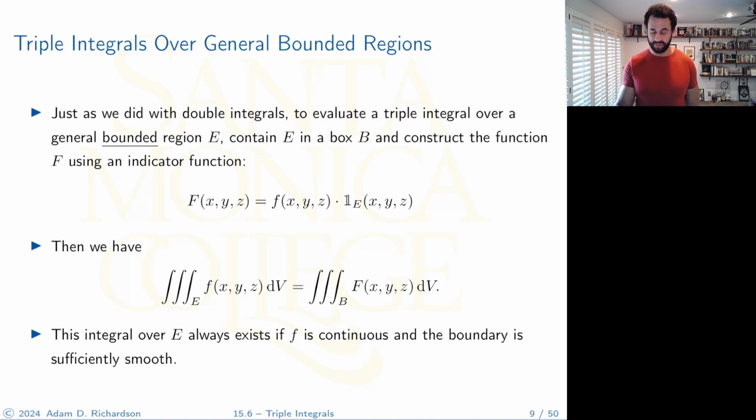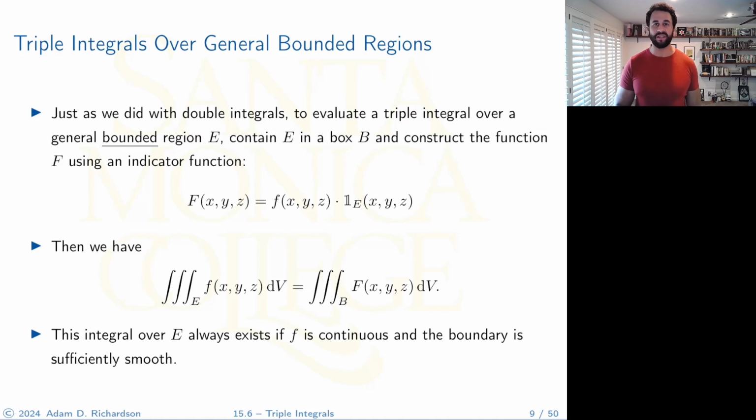So once you have gone through this process, you can actually define the triple integral over E as the integral over B of this function. And this integral will always exist as long as f is continuous and the boundary is sufficiently smooth. We'll just say that, sufficiently smooth.